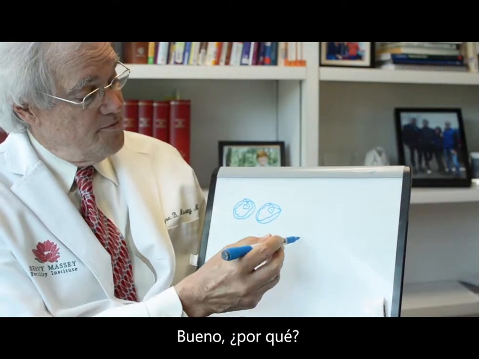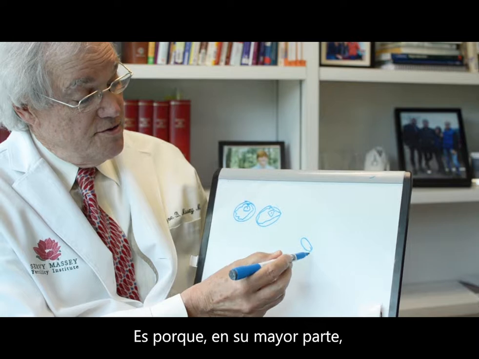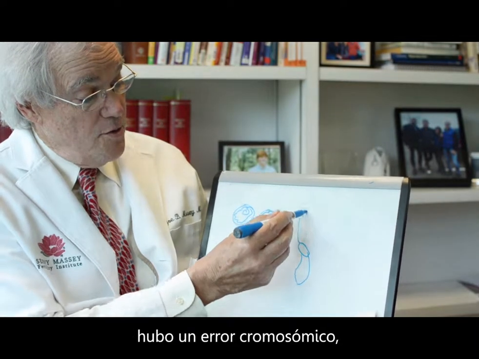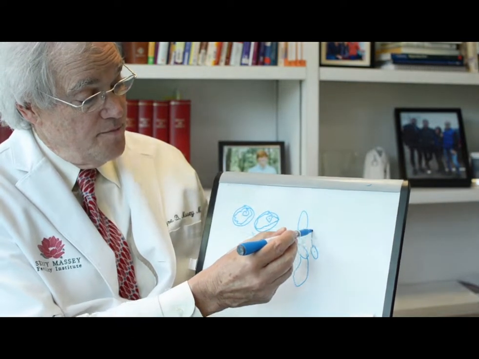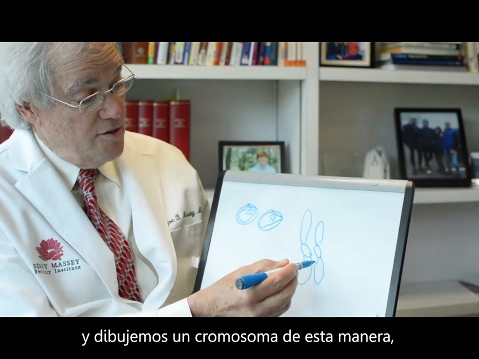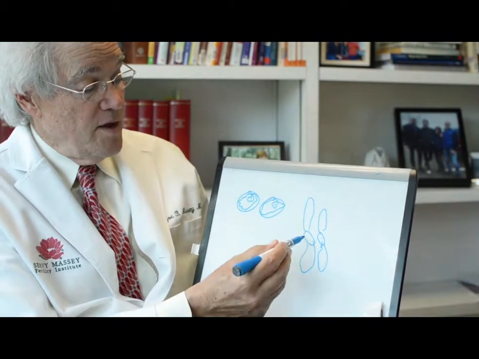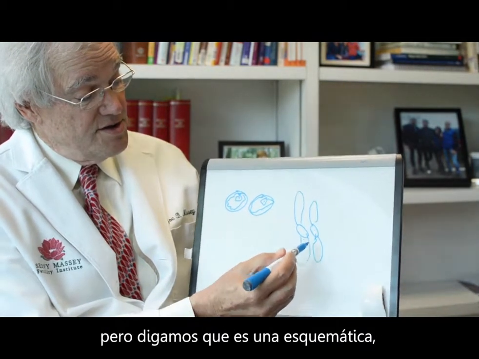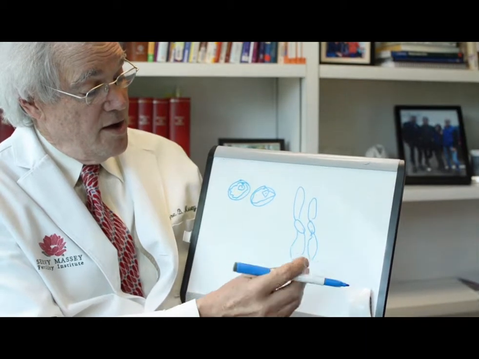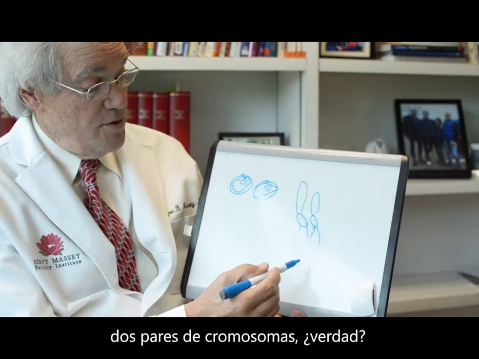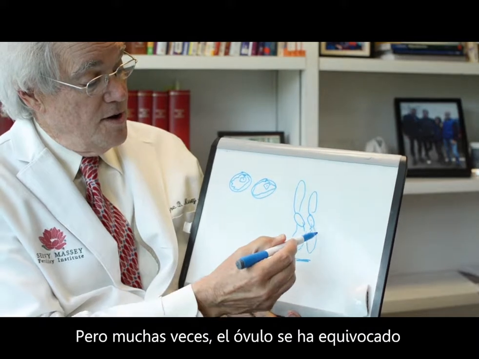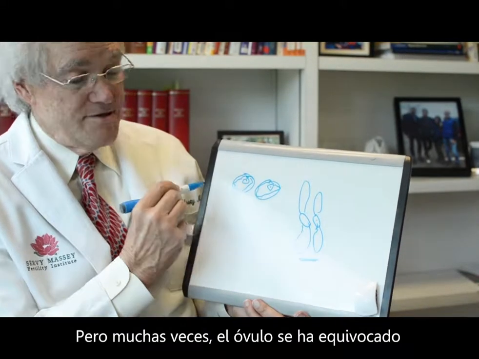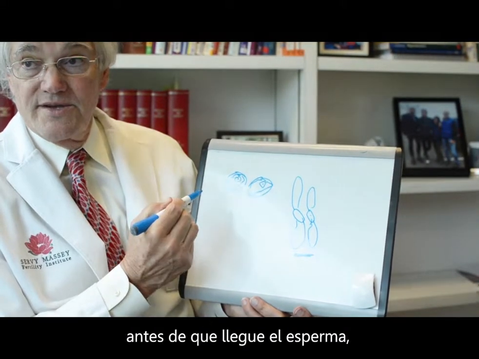Well, why is that? For the most part, it's because there was a chromosomal error, okay? And we draw chromosomes sort of this way. It's not exactly the way they look, but this is schematically what they look like. And you're supposed to have pairs of chromosomes, right? But oftentimes the egg has made a mistake before the sperm ever gets there.